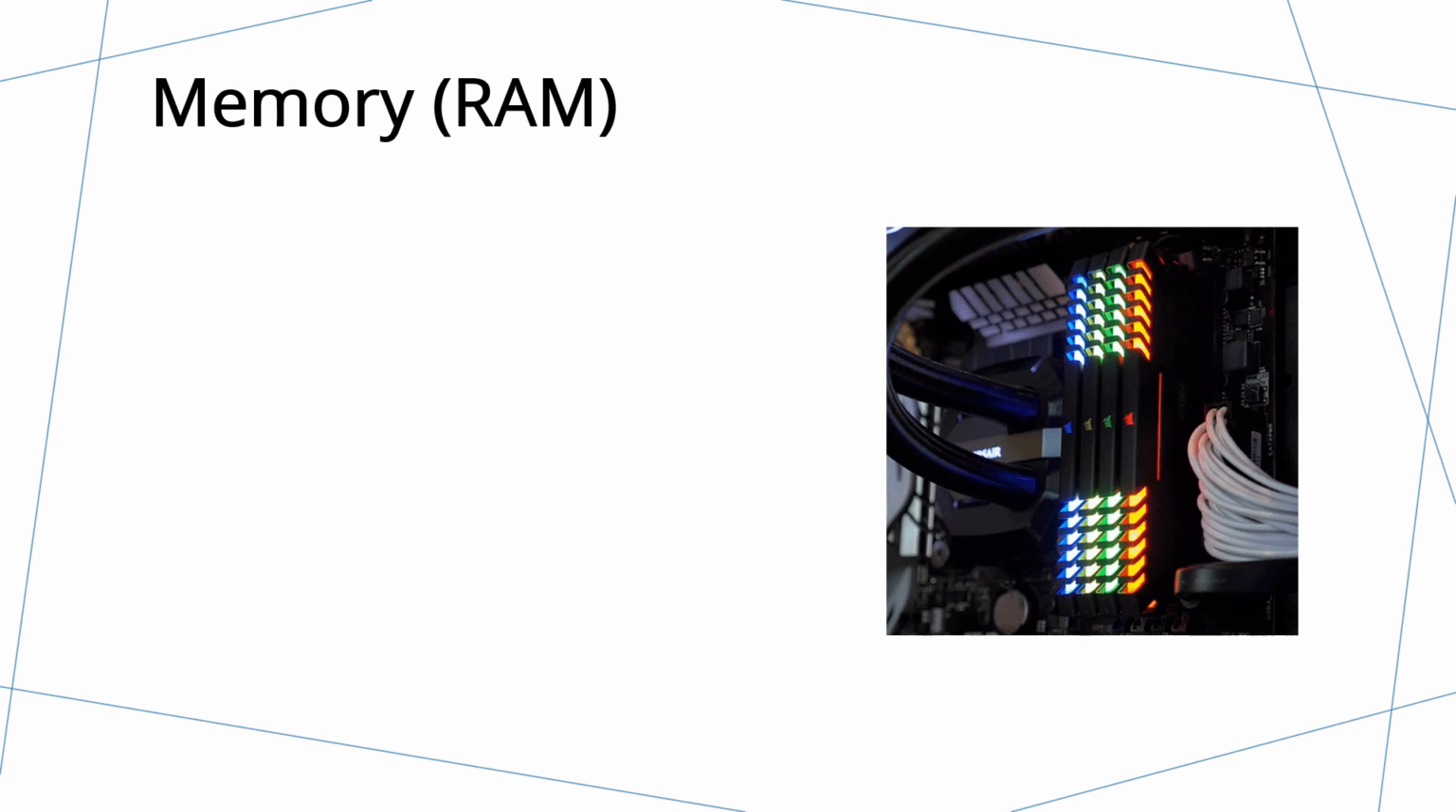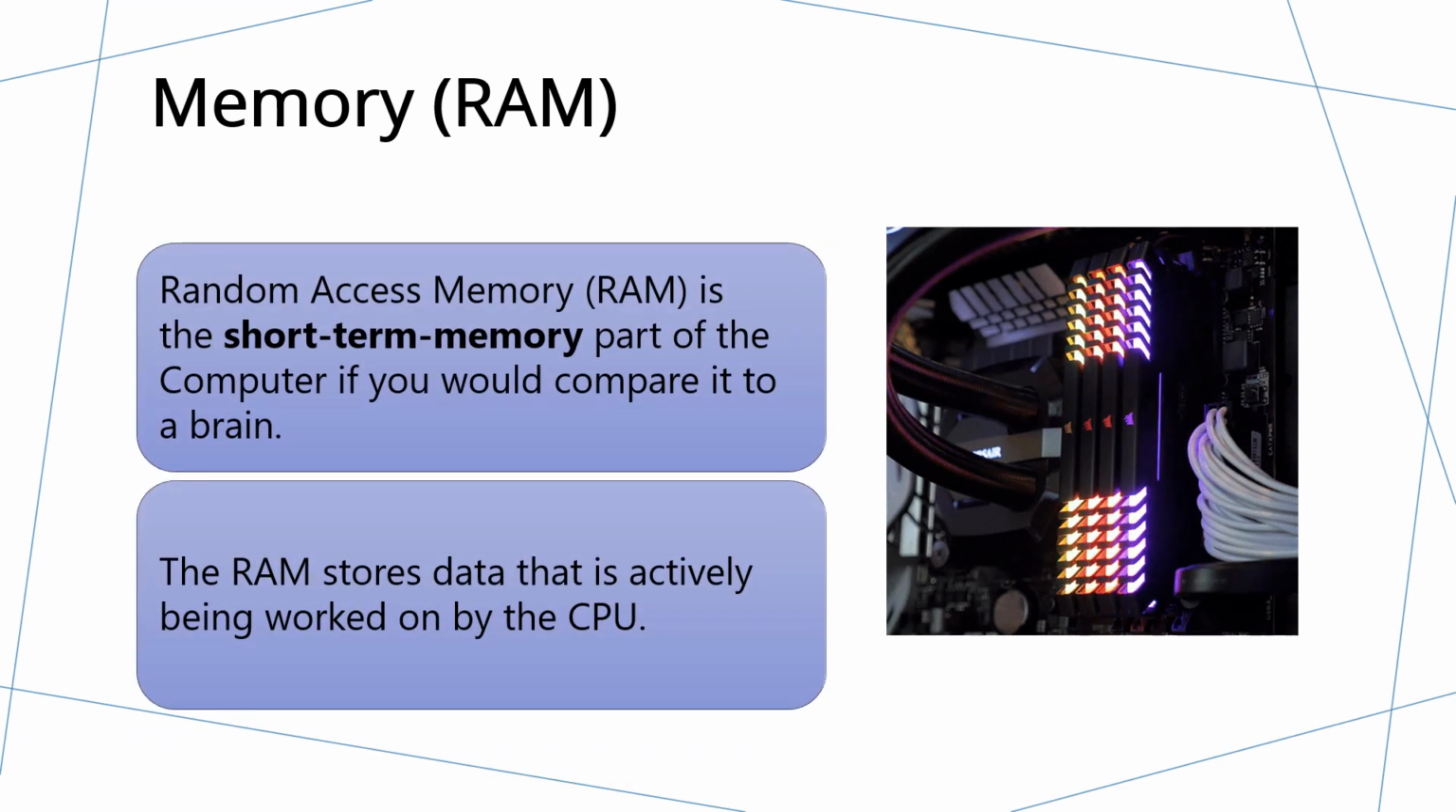Memory. Random access memory is the short-term memory part of a computer. If you would compare it to a brain, the RAM stores data that is actively being worked on by the CPU.